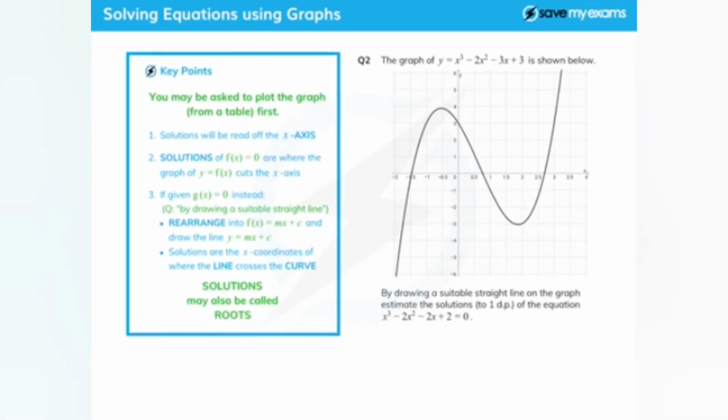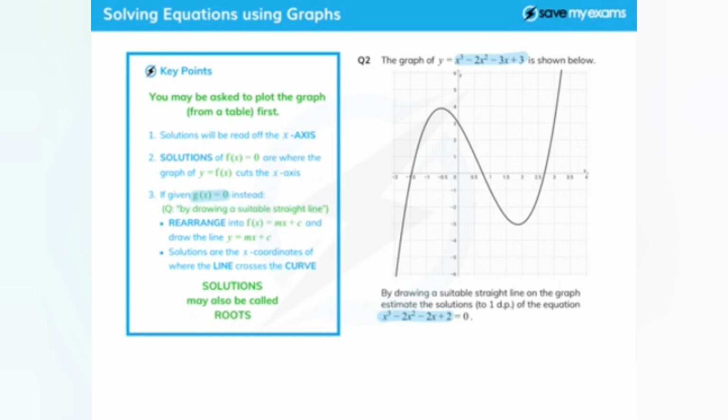Go back to the key points. Number 3 here: if we're given not f of x, in other words, not the thing that we've drawn the graph of, but something different, and you can see in this question, same graph as we had in question 1, but different equation equals 0. Instead of minus 3x plus 3, it's minus 2x plus 2. And usually they will say by drawing a suitable straight line.